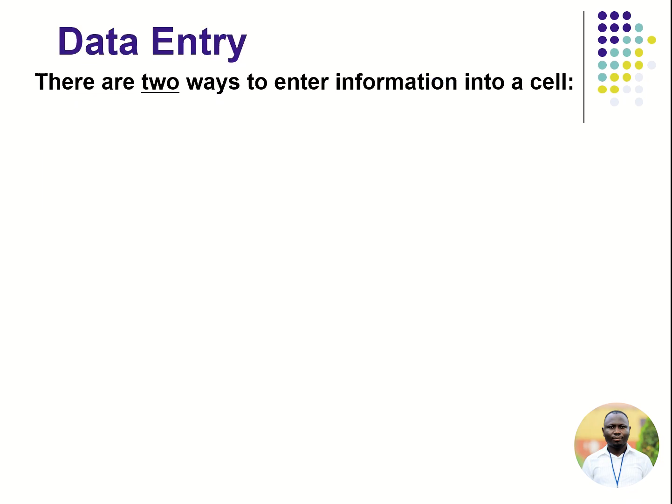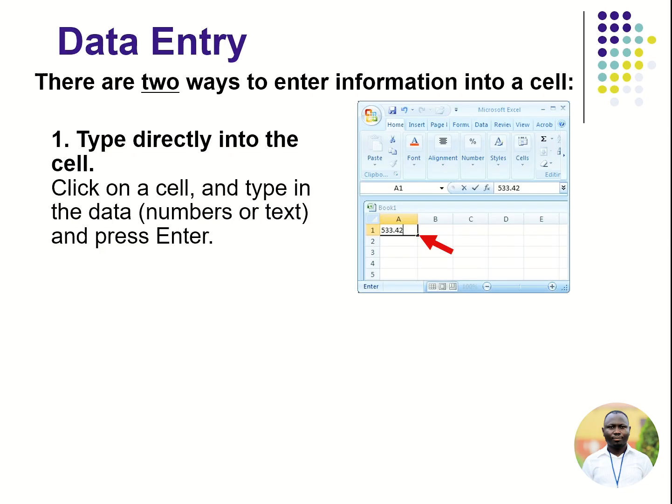Then let's look at data entry. There are two ways to enter information into Excel. One is by typing directly into the cell. Yes, you can type directly into the cell and the data is captured into your cell. Click on the cell and type in the data, number or text, and then press enter. That is how we enter data into, like you're seeing here, the cursor was put into A1 and then this data was entered. Pretty much straightforward, no rocket science.